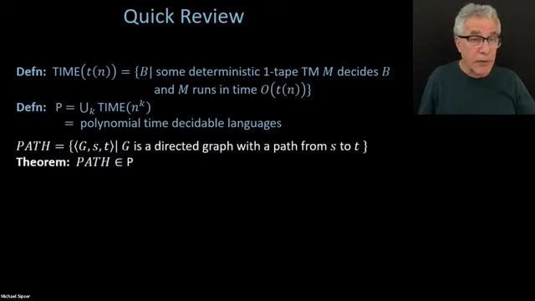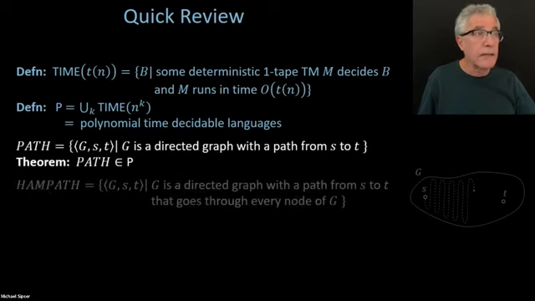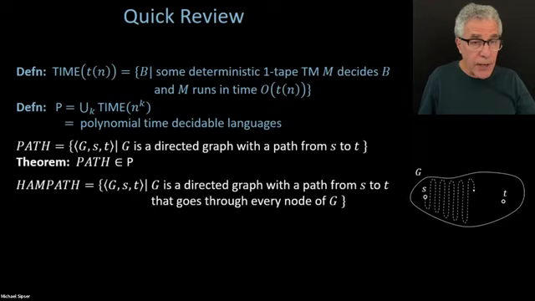And we gave an example of this path problem. We gave an algorithm for path. And then we introduced this Hamiltonian path problem. So if you remember, instead of just asking, given a graph, whether you can get from S to T, now we want to know, can I get from S to T, but visit every other node along the way? So find a path that goes through everything else and gets from S to T. I should say it's a simple path, so you're only allowed to go through every node just once.